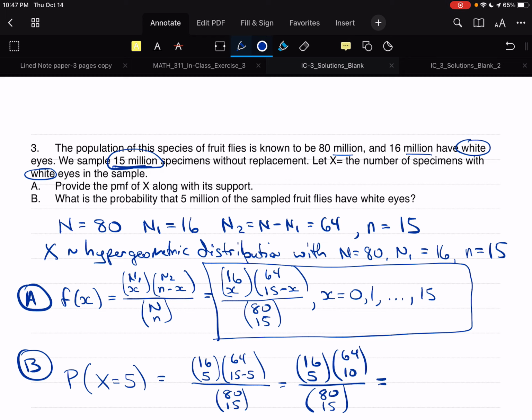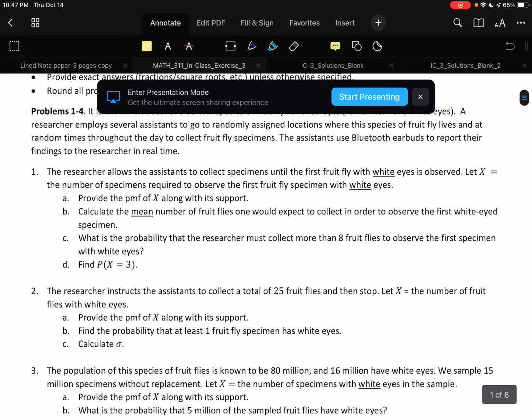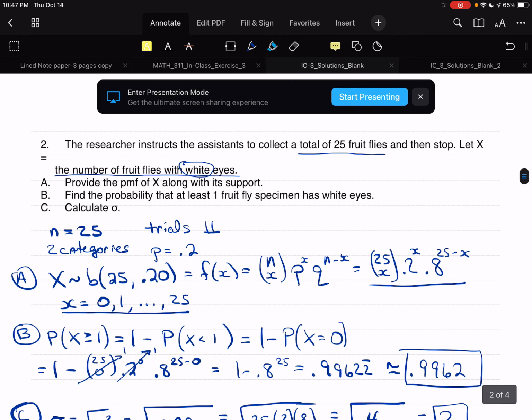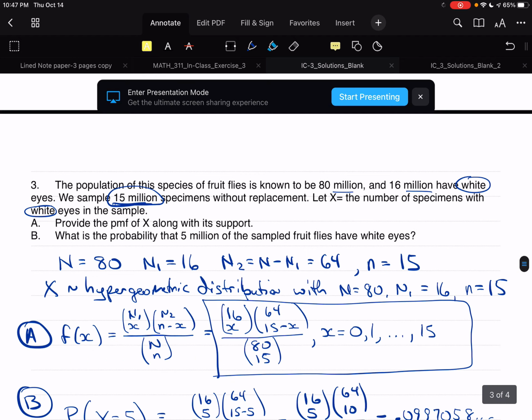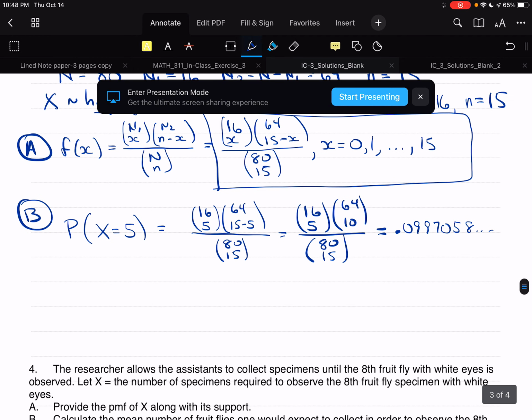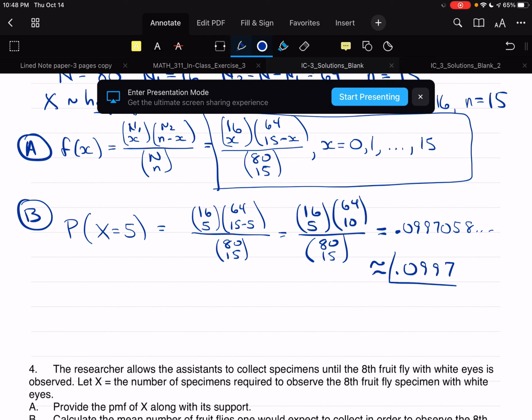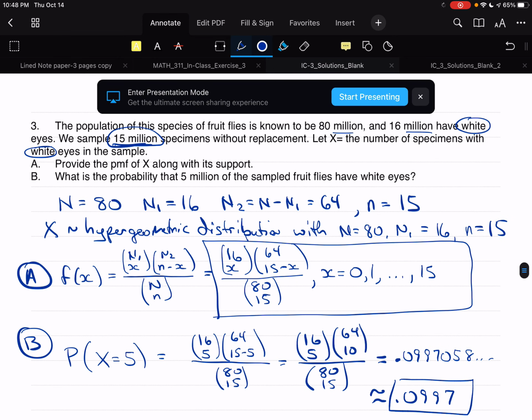So this turns out to be 0.0997058, etc. This is approximately 0.0997. So that's the probability, a little less, right at a 10% chance that 5 million would have white eyes. So everything is white. Again, I did not change between white and red.